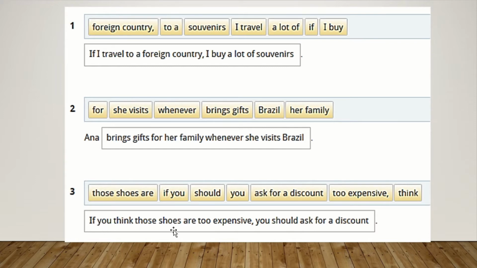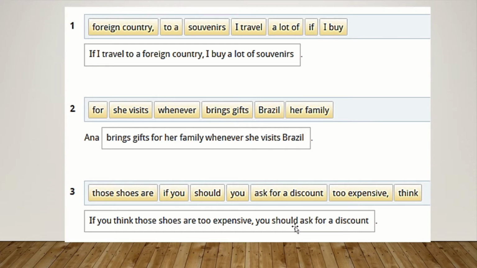If you think those shoes are too expensive, you should ask for a discount. Obviously, you are recommending. That's why the should is here in the result, because your recommendation is to ask for a discount. Don't forget that in the if clause, it's not common to use the modal, right? The modal is used in the result. Don't forget that.